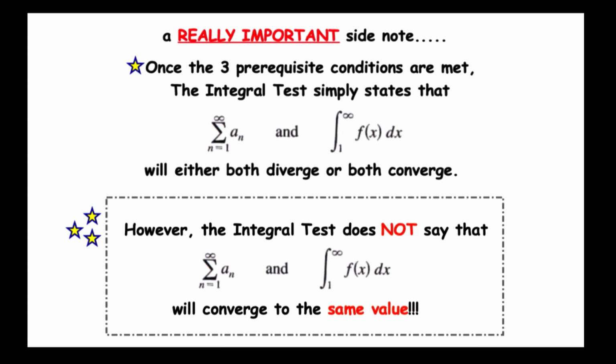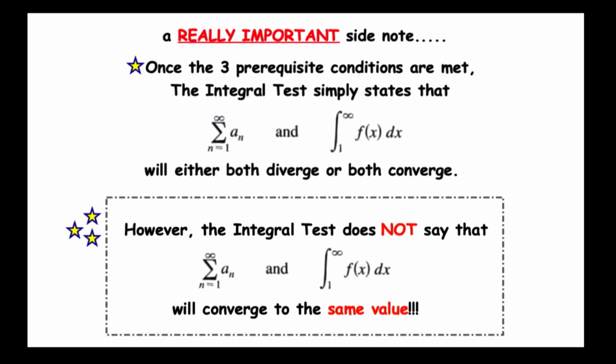Okay, in summary, remember we have to satisfy the 3 prerequisites, which are positive, continuous, decreasing. Once we do that, we realize that the sum and the integral will behave the same way. They're both either going to converge or they're both going to diverge. However, and I've beaten this to death, but if they both converge, they will not converge to the same thing. Okay, if the integral converges to 50, it doesn't mean that the sum's going to add up to 50. It's just going to converge. All right? So that is the integral test.